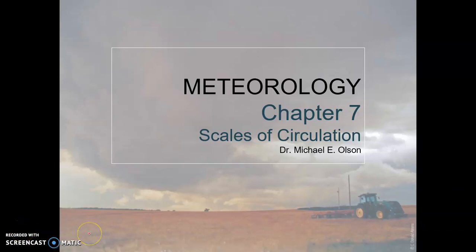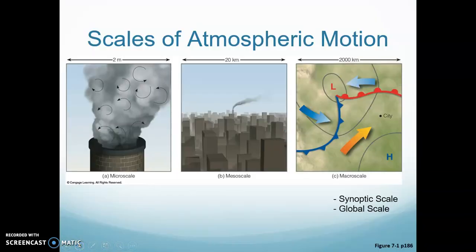In Chapter 6, we learned about differences in pressure and how wind is formed. Now we're going to look at the different types of wind patterns that happen across the world. In this video, we're going to cover the scales of circulation. We'll start off with a very small scale.